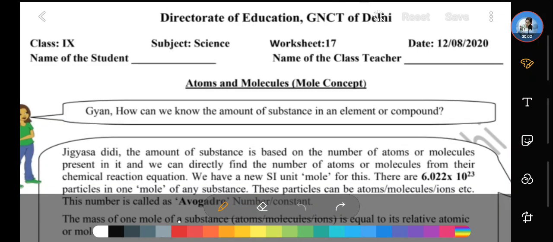Hello students, today we are here with our worksheet number 17 from Directorate of Education, that is from your chapter Atoms and Molecules, and today there is a new concept for you, that is the mole concept.